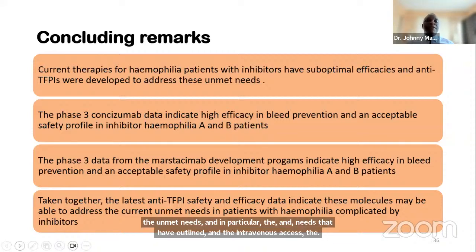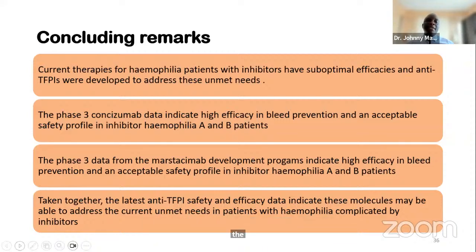And I've shared with you the phase 3 data on concizumab. And this data indicates that it has high efficacy in bleed prevention. It has an acceptable safety profile in both hemophilia A and B patients.